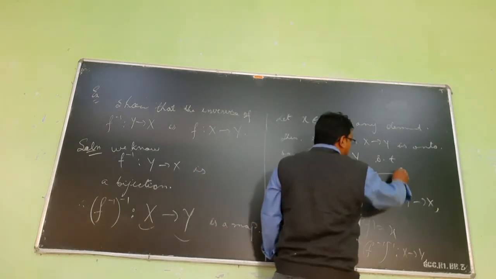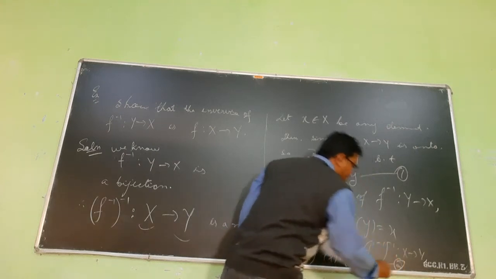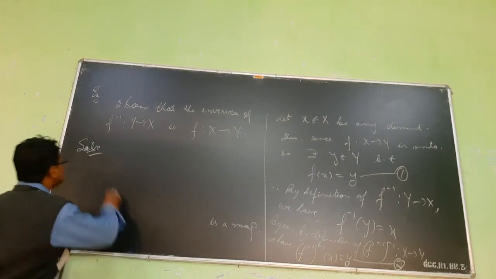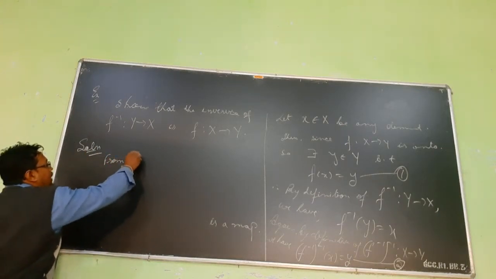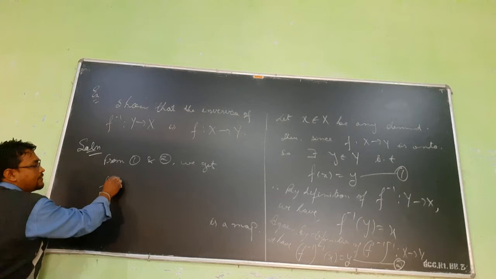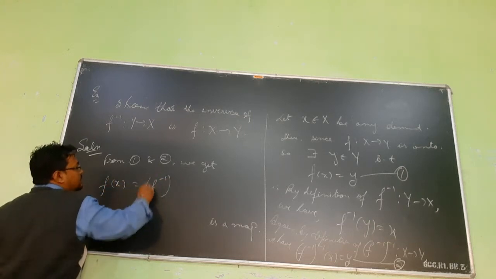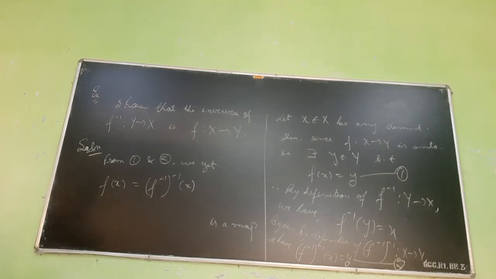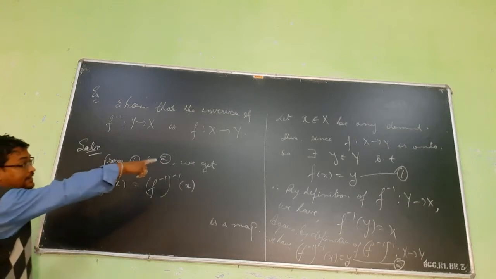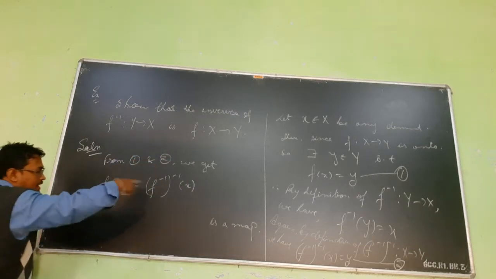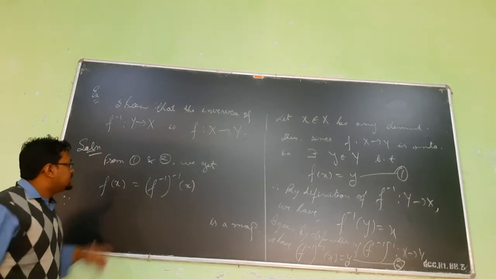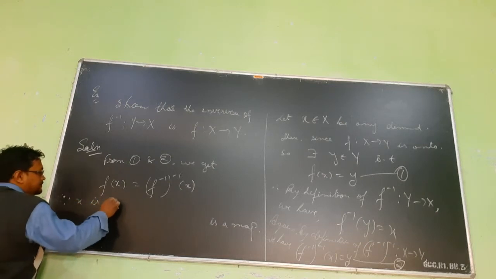So you keep this one as 1 and this as 2. From 1 and 2, what do I get? From 1 and 2 we get f(x) is equal to f inverse whole inverse of x. Thus, since x was arbitrary, we have taken x to be an arbitrary element, this is true for every element. We started with any element of X, so every element of X satisfies this.